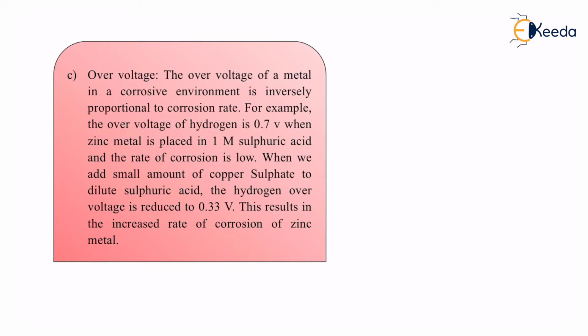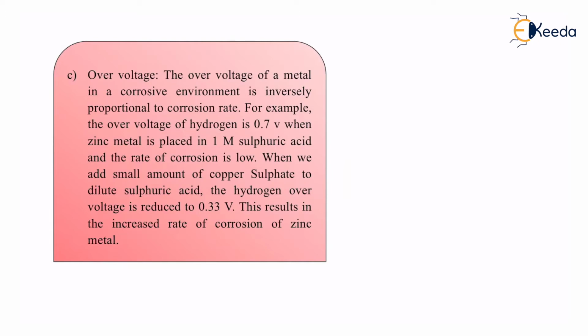Moving on, the next factor is overvoltage. Voltage comes from the terms of electricity. So if I have machines working on electricity, various machines through which electricity is being passed, and that electricity is actually making the different parts or mechanisms of the machines work, then because of the voltage, corrosion might take place. The overvoltage of a metal in a corrosive environment is inversely proportional to the corrosion rate. Remember this, it is inversely proportional to the corrosion rate.